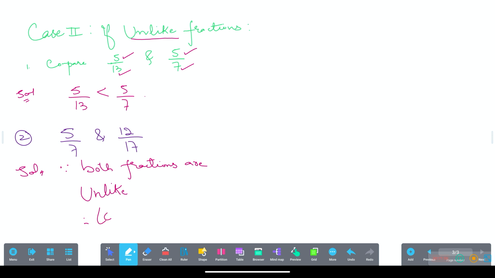Therefore, LCM of 7 and 17. Now, how to find the LCM? They both are prime, so we can multiply them and we will get their LCM. But the way of finding the LCM, you may have done that in a lower class. If you haven't done it, see how to do the LCM.